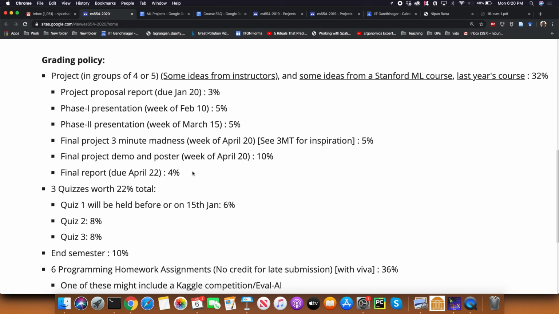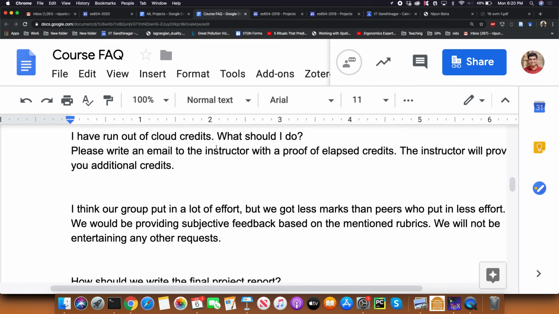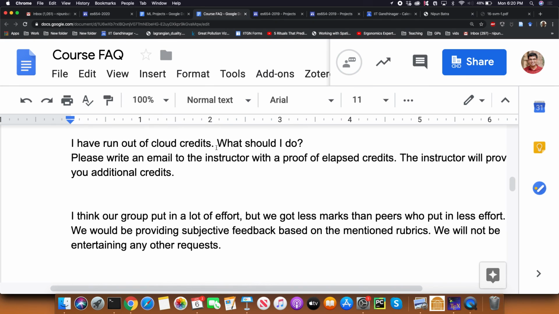So this is briefly the grading policy. There are other course FAQs. There is something known as Google Cloud Credits, which we will be sharing with all of you so that you can work on the project using that, if you require things like GPU or a lot of CPU components.